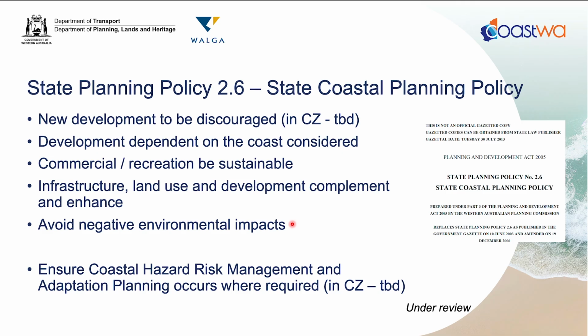Most importantly, for a lot of our conversation, State Planning Policy 2.6 asks that a coastal hazard risk management and adaptation plan occurs where it's required, obviously in the coastal zone. So that's a coastal hazard risk management and adaptation plan, or a CHRMAP.